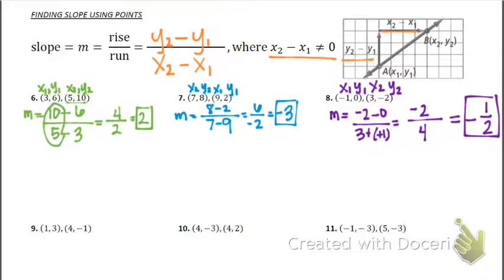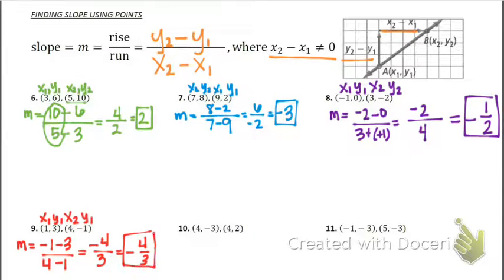Number 9. Let's just go in order, x1, y1 over x2, y2. So that's going to be slope is negative 1 minus 3 over 4 minus 1. Negative 1 minus 3 gives me negative 4. 4 minus 1 gives me positive 3. So my slope is going to be negative 4/3. Can you leave it as negative 4/3? Yes, it's actually preferred. If you tell me that slope is negative 1 and 1/3, that's not very helpful in graphing. So you want to make sure you leave it as an improper fraction, just reduced as much as possible.